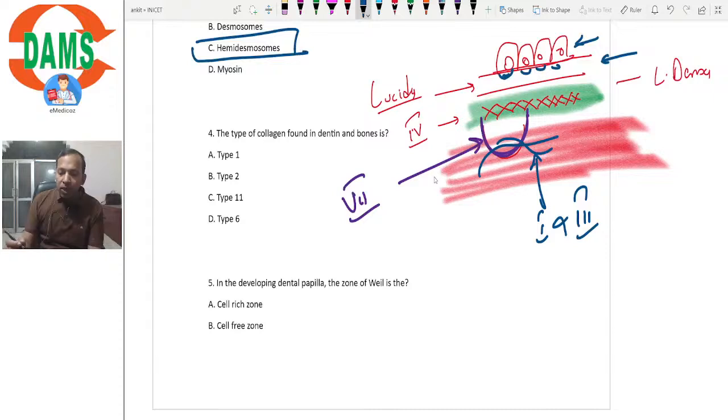The next question that was asked is, the type of collagen found in dentine and bones is. Be it dentine, be it bones, be it PDL, everywhere it is type 1 which forms the majority of collagen fibers, right?